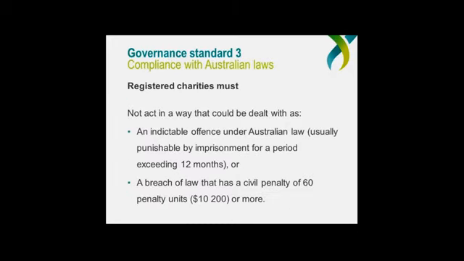Okay, Governance Standard 3, compliance with Australian laws. This standard requires your charity not to act in a way that could be dealt with as an indictable offence under Australian law, which is usually punishable by imprisonment for a period exceeding 12 months, or a breach of law that has a civil penalty of 60 penalty units, which is $10,200 or more. The point about Governance Standard 3 is that it requires charities to give the public trust and confidence that the ongoing operations and assets of your charity are not put at risk through non-compliance with Australian laws. That's the purpose of this standard.